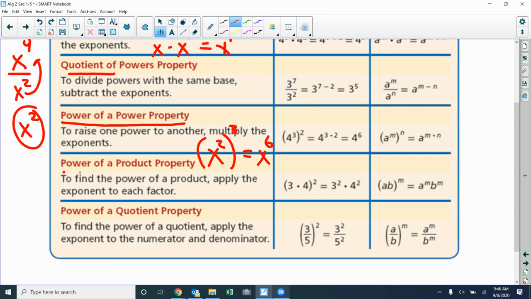This is kind of like distribution or the distributive property. You move those around a little bit. And I just showed you this one already. The quotient, we have 3 to the 5th raised to the 2nd. We can rewrite those as 3 to the 2nd over 5 to the 2nd. Some properties of exponents there.